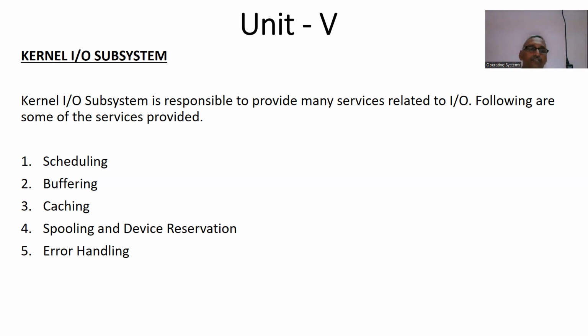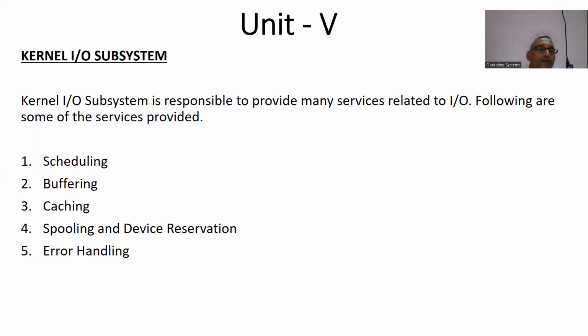Next one, caching. A kernel maintains cache memory, which is a region of fast memory that holds copies of data. Access to the cached copies is more efficient than access to the original.